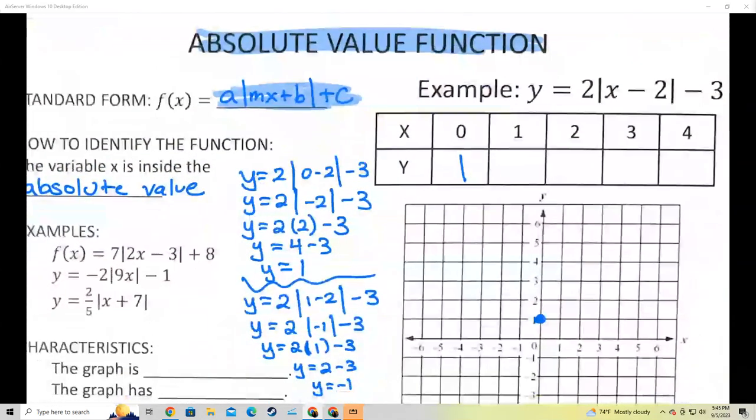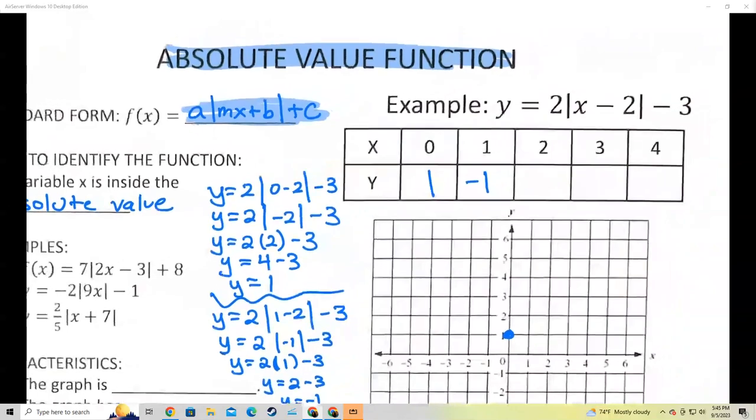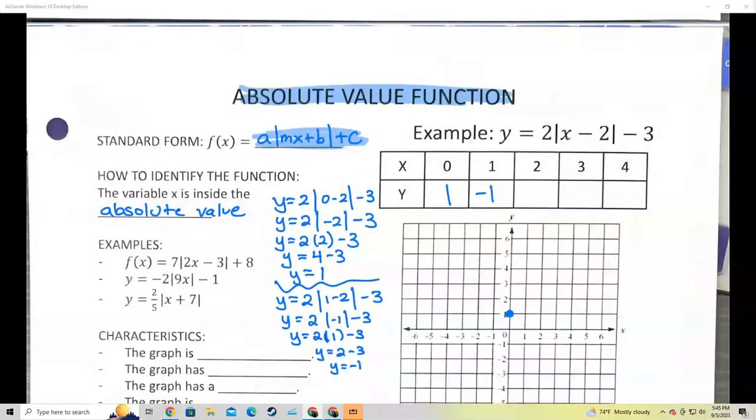So when I plug in a 1, the output I get is negative 1. All right, let me go ahead and give you the other values now that you kind of know how to do this. When I plug in a 2, I get a negative 3. When I plug in a 3, I get a negative 1. Sorry. And when I plug in a 4, I get a positive 1.